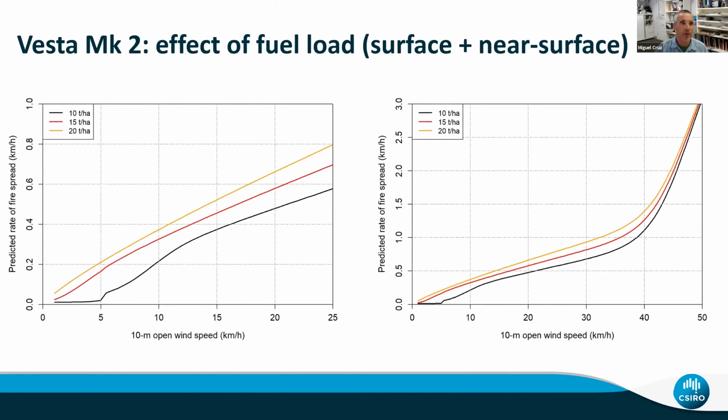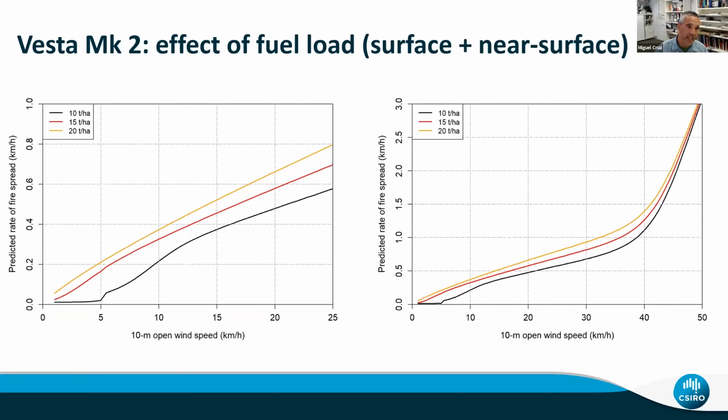Some more graphs showing some of the behavior of the model, in this case the effect of fuel load against surface and near surface on rates of fire spread. These are 2 graphs of the same thing, but on the left we have lower wind speeds, to show the effect better. On the right, wind speed goes up to 50 km/h. On the lower range of wind speeds, going from 10 to 15 tons per hectare, the difference is much higher than going from 15 to 20 tons per hectare.